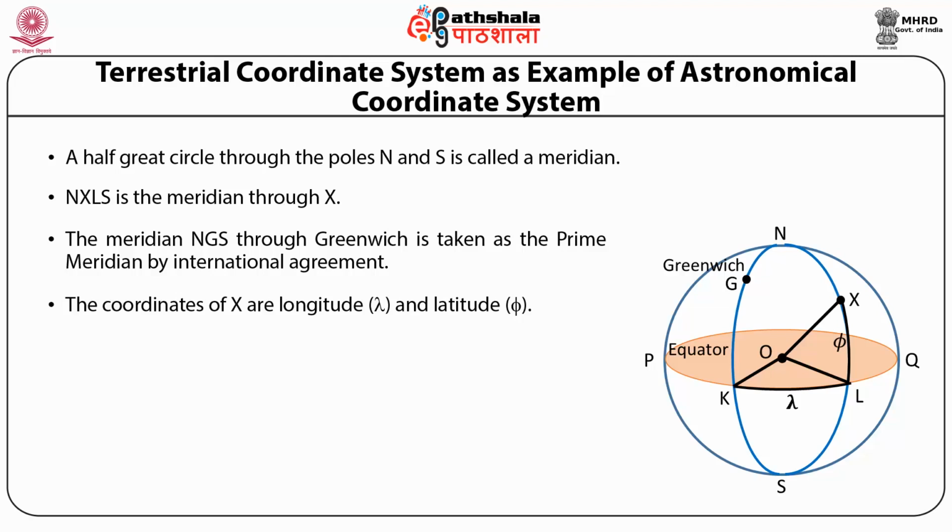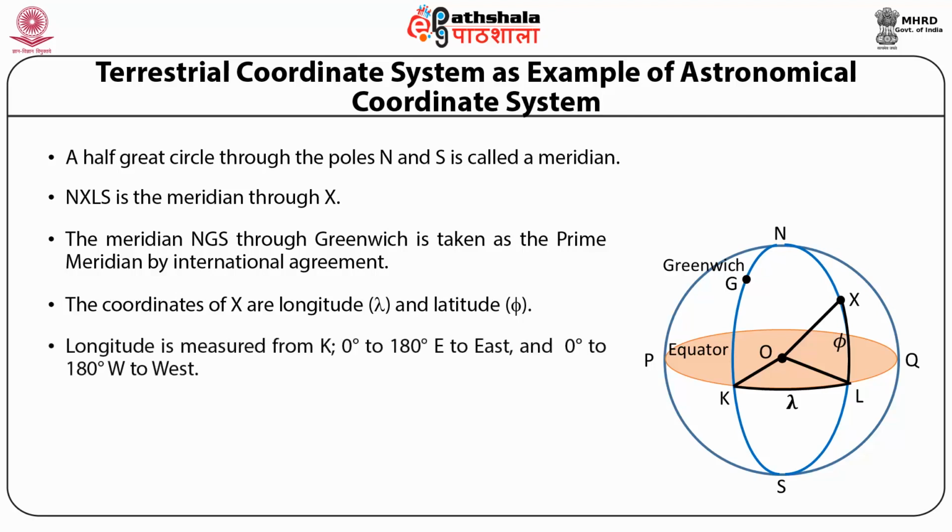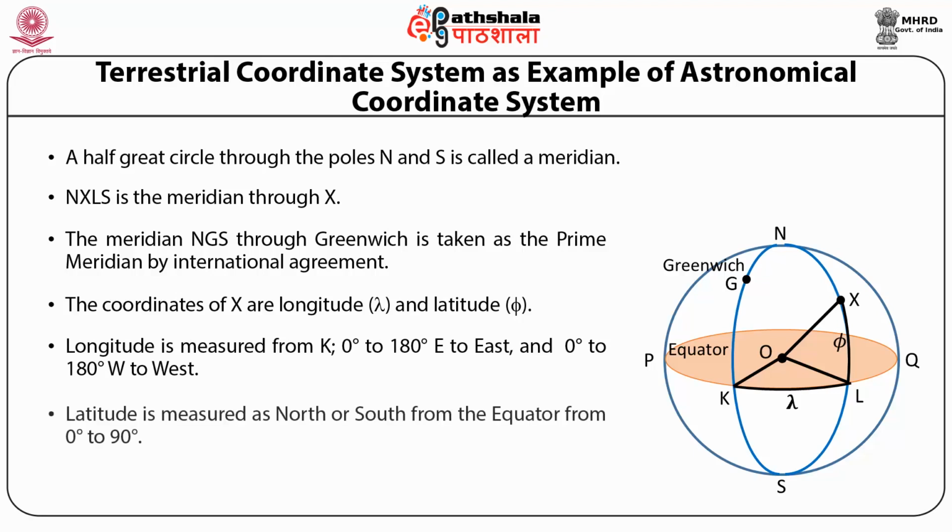What we do first is we draw a meridian which passes through north-south, crossing the place whose coordinates we want to find out. Now this meridian cuts the equator at point L. So the arc LX is called the latitude of that place, and the arc KL is called the longitude of that place. The longitude is measured from K, 0 to 180 degrees east and 0 to 180 degrees west of Greenwich. The latitude is measured from 0 to 90 degrees north and 0 to 90 degrees south, which is taken as negative.